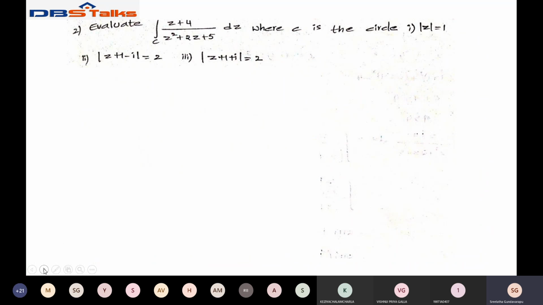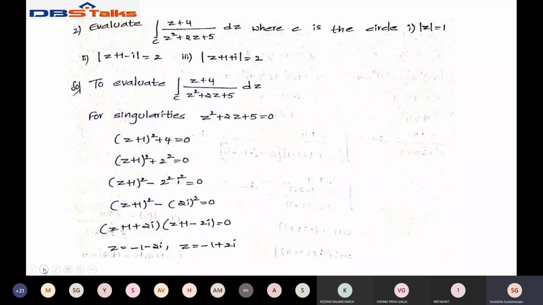Next problem: evaluate integral over c of z plus 4 by z square plus 2z plus 5 dz, where c is the circle. Number 1, mod z equal to 1. Number 2, mod z plus 1 minus i equal to 2. Number 3, mod z plus 1 plus i equal to 2. Solution: to evaluate integral z plus 4 by z square plus 2z plus 5 dz.